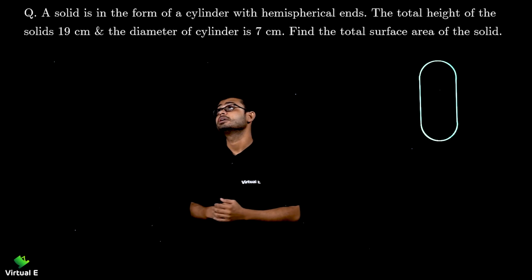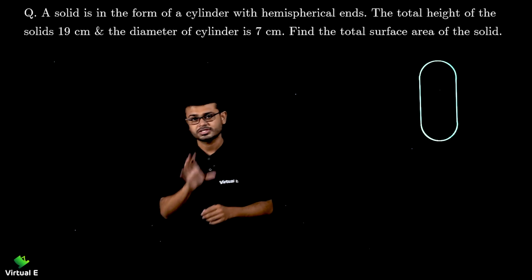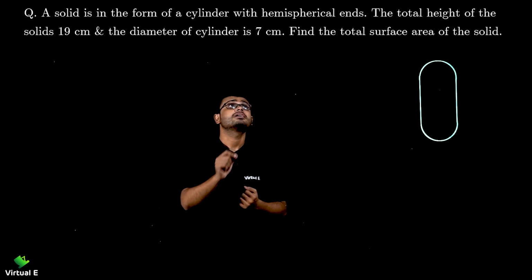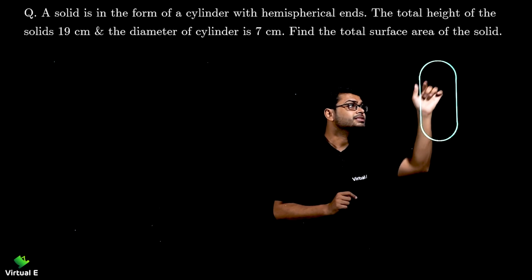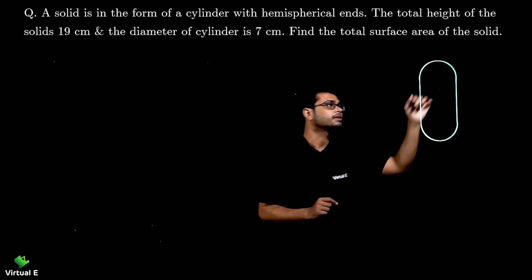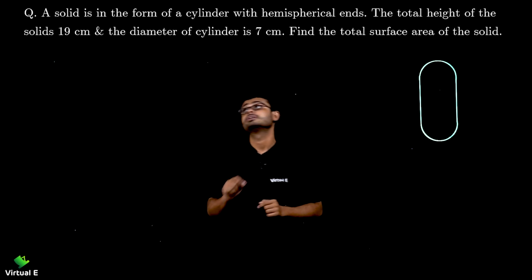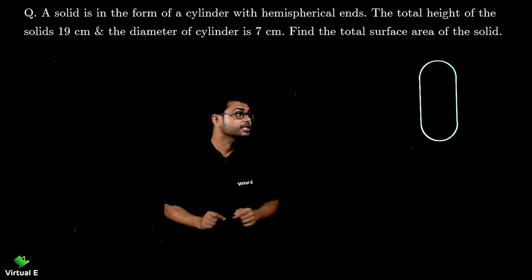Let's read the question. A solid is in the form of a cylinder. Okay, so there is a solid which is in the form of a cylinder with hemispherical ends. So at the two ends there is a hemisphere. Hemisphere means half of the sphere, we know that. So hemisphere here and here as well. Good. The total height of the solid is 19 centimeter.